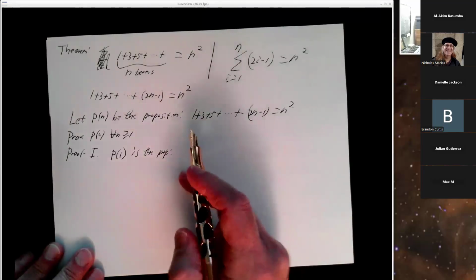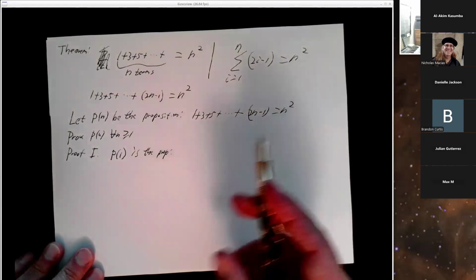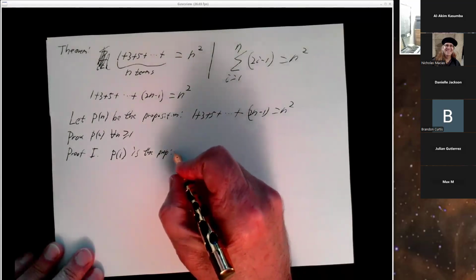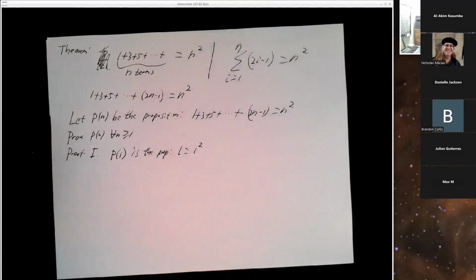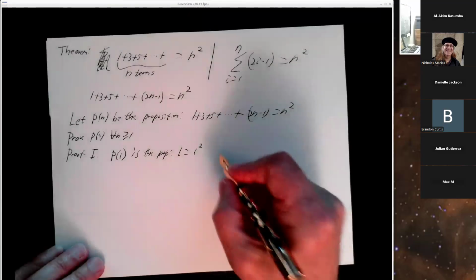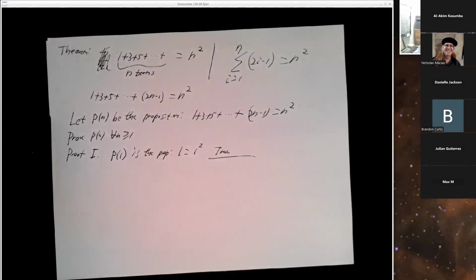Well, it looks like we want to add from 1 up to 2 times 1 minus 1. That's just 1. So P of 1 is really just the proposition that 1 equals 1 squared. And we're allowed to just look at that and say, yeah, that's true. So establishing the base case doesn't take much work.